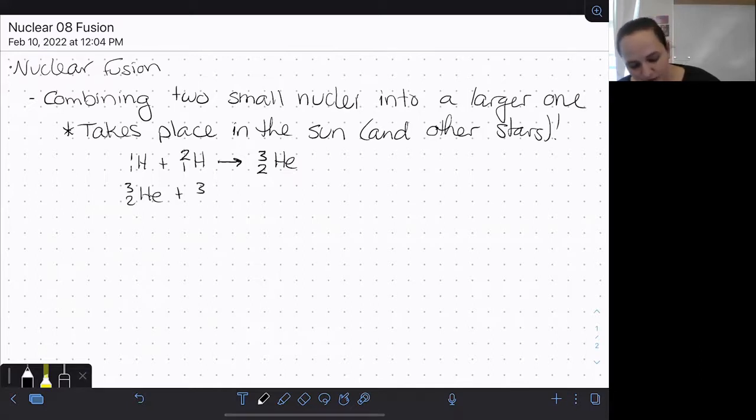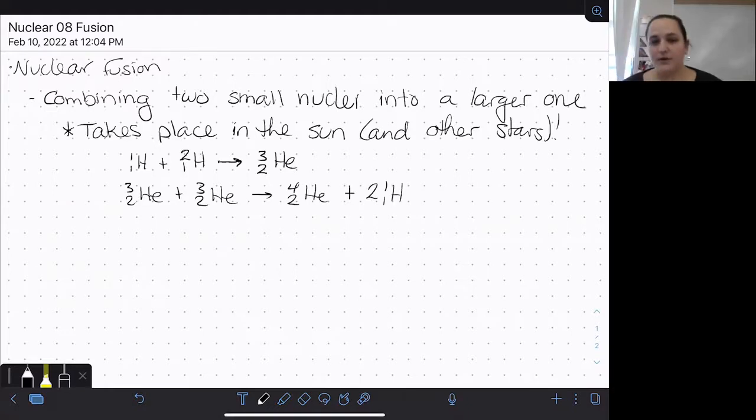That helium 3 could combine with another helium 3 to create a helium 4 and a couple of protons, aka hydrogen 1. So in this one we end up with a couple different products. Some of them are actually smaller than what we started with, but as long as at least one of the product nuclei is larger than anything you started with, it is considered a nuclear fusion process.